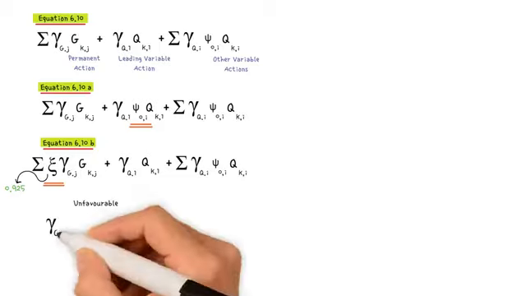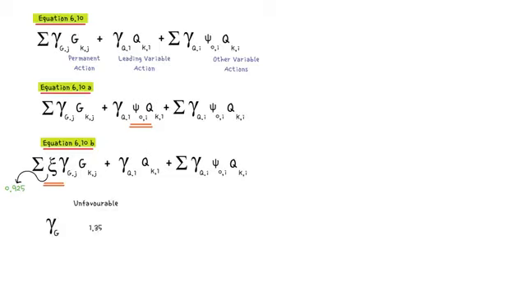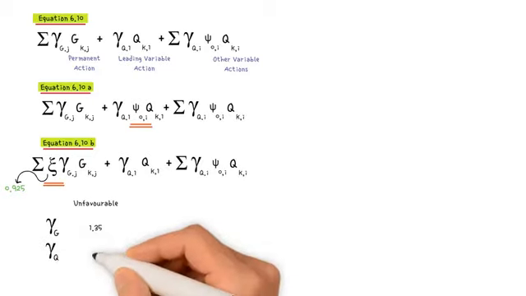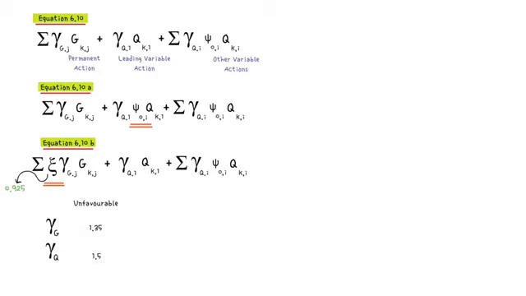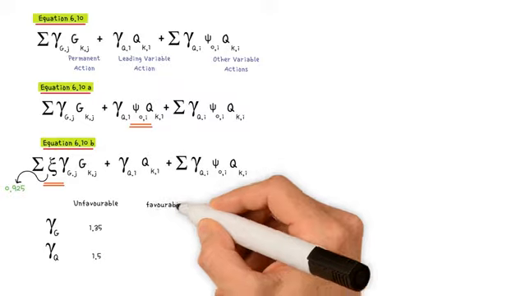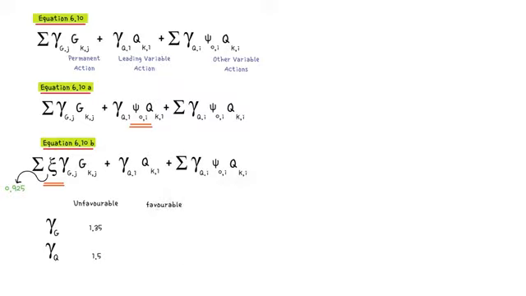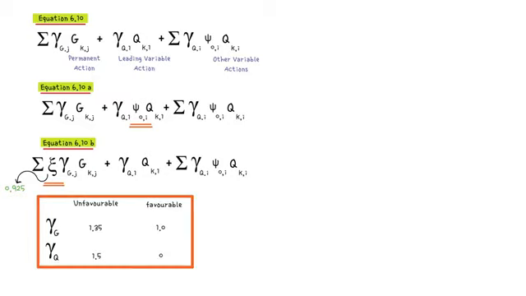For unfavorable actions, a partial safety factor for permanent actions, gamma g is 1.35. And for variable actions gamma q is 1.5. For favorable actions, permanent actions, the factor is 1, and for the variable actions, the factor is 0. An unfavorable action is the one that helps, for example, the foundation to fail, when the vertical load is downwards.